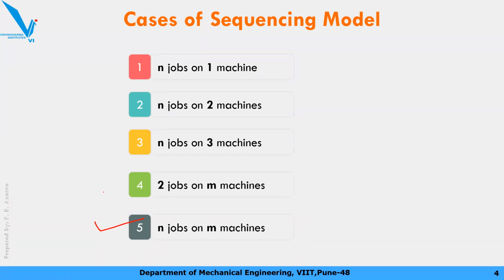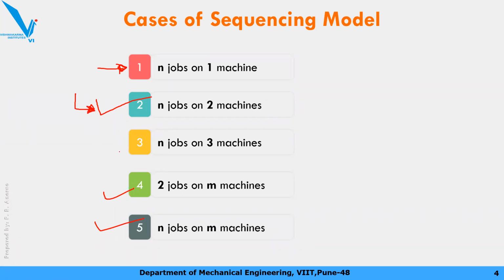I guess for these two we need to go for the graphical method, and case number 1 is very easy. Generally we don't get any questions on case number 1. Most probably in competitive examinations, if a sequencing problem comes, maximum times it will be on case number 2.